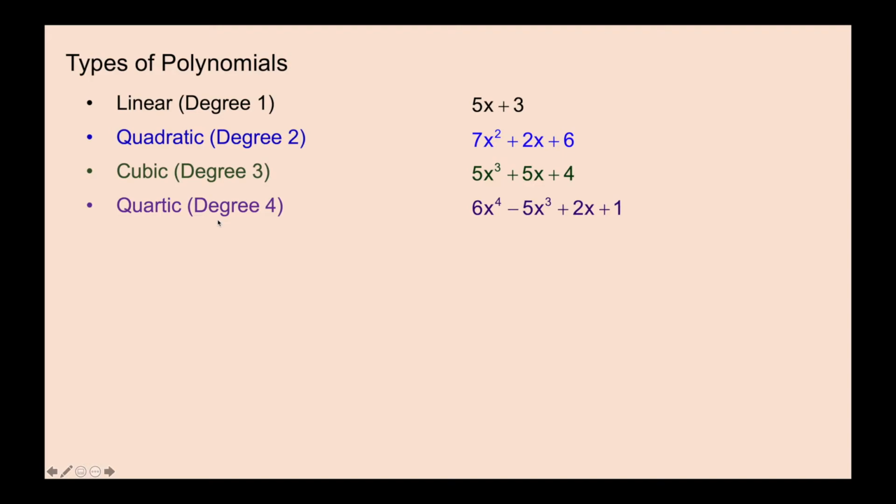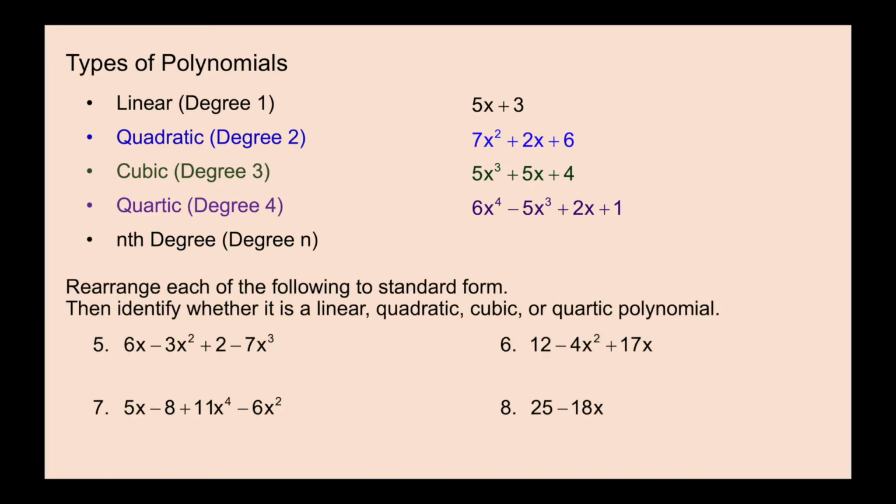Now, beyond the fourth degree, which we call quartic, anything after that, we're just going to call the nth degree. So for example, if my highest degree was 5, I'm going to call that the 5th degree. If it's 6, it's the 6th degree. If it's 7, it's the 7th degree. So now we're going to take a look at the examples below, and we're going to decide what the standard form would be, and then also if it would be considered linear, quadratic, cubic, or quartic.